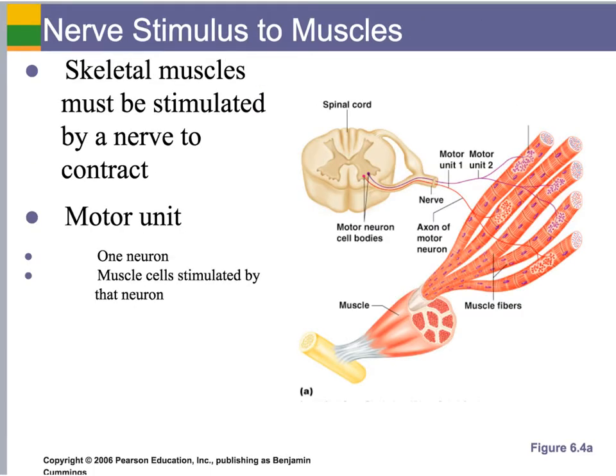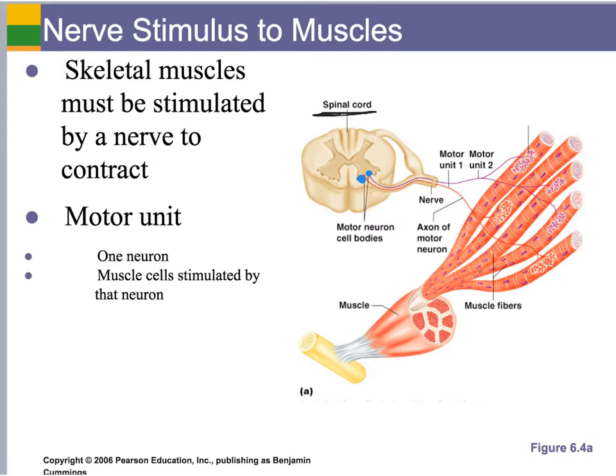So we know that in order to contract, a muscle has to be stimulated by a neuron. The neurons that stimulate skeletal muscles are motor neurons, and motor neurons originate from the spinal cord. Up here we have the spinal cord, and you can see these motor neuron cell bodies originating in the anterior horn of the spinal cord.